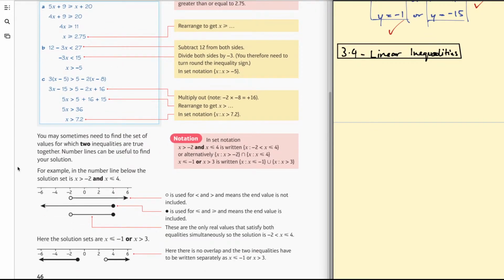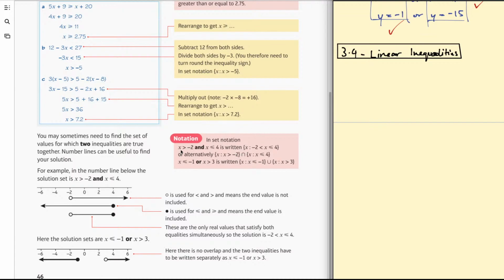You may sometimes need to find the set of values for which two inequalities are true together. Number lines can be useful to find your solution. For example, in the number line below, the solution set is x greater than -2 and x less than or equal to 4. Here, the solution sets are x less than or equal to -1 or x greater than 3. It's important to look at the language they're using, and and or. When it's two separate ranges, it's or. When it's between a certain range, it's and.